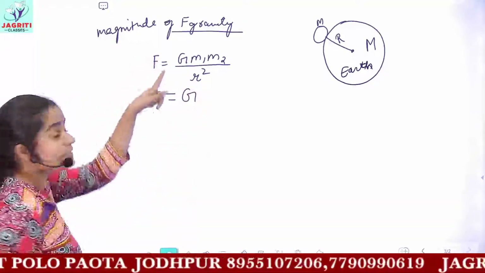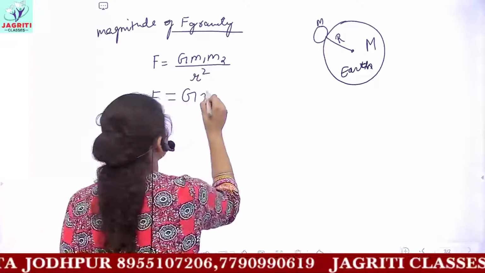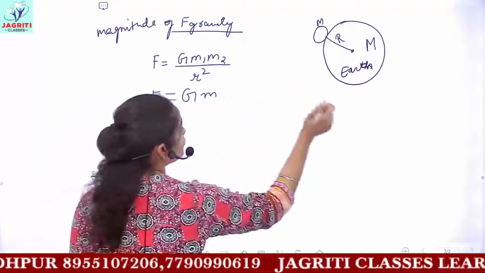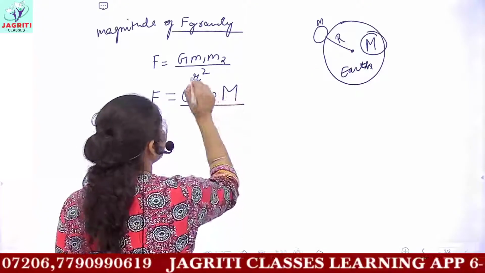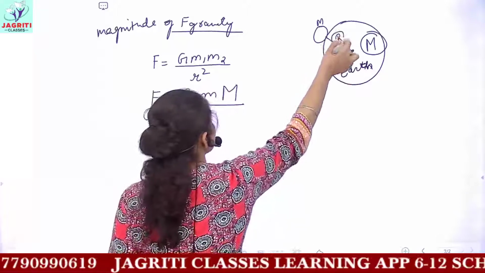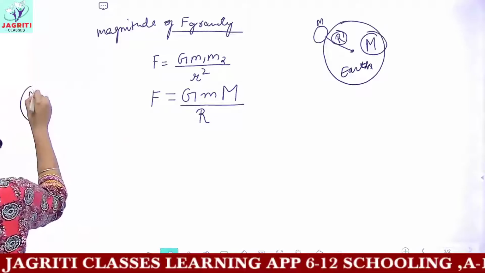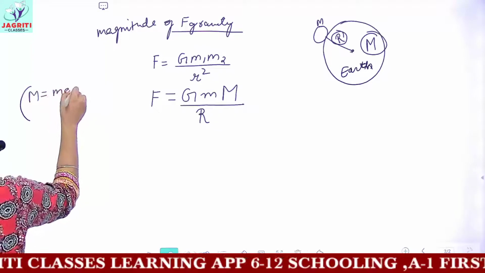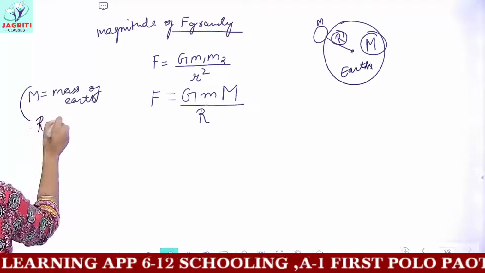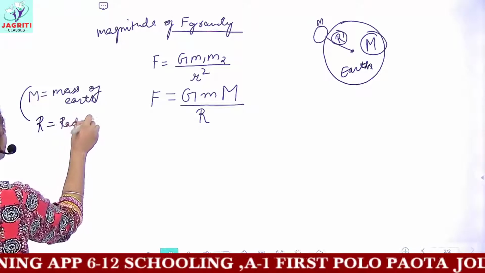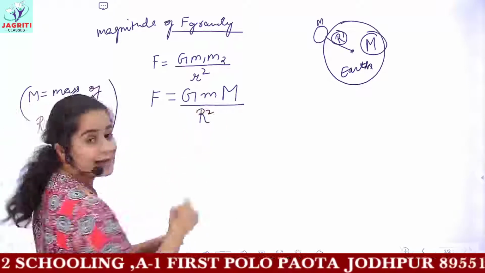So G would be the constant, or the same value. Mass of the first object is small m, mass of the second object, which is our earth, is capital M. And the distance between both the objects is capital R, which is the radius of earth. Here capital M represents the mass of earth and capital R represents the radius of earth, which would be r square.